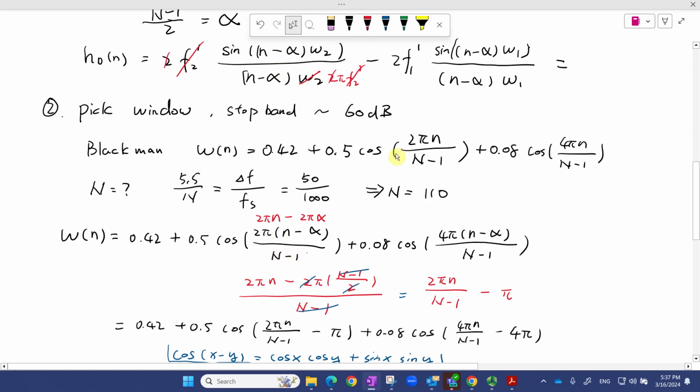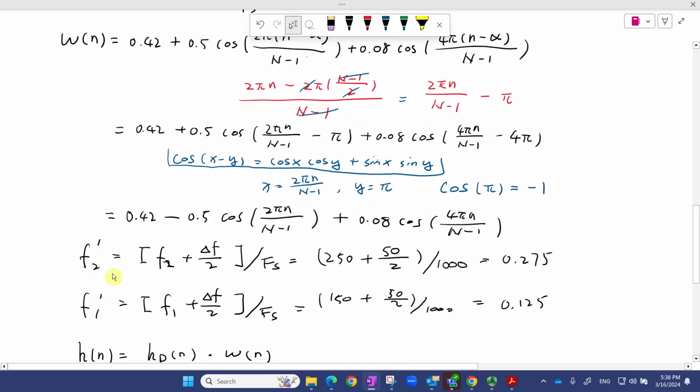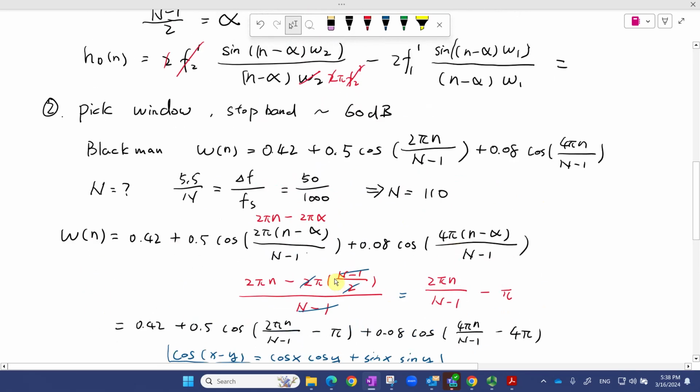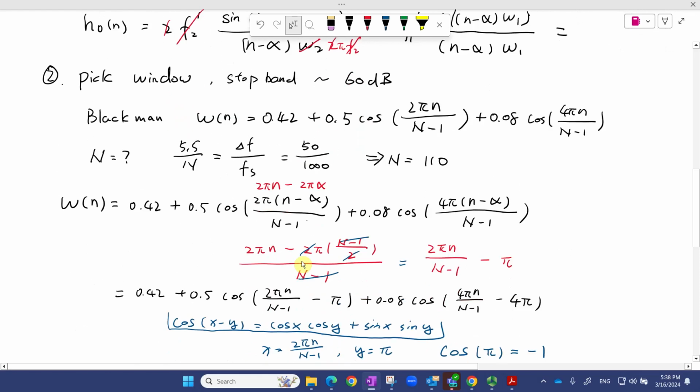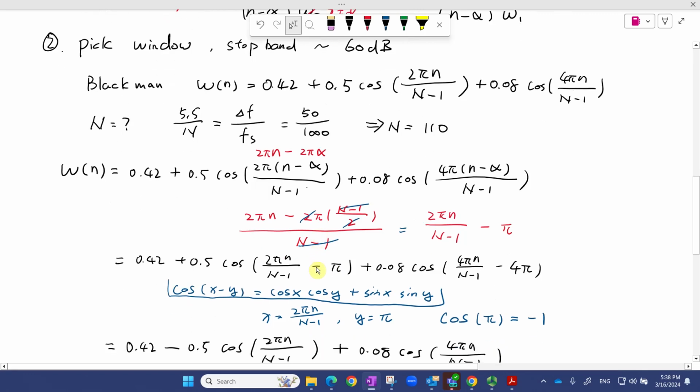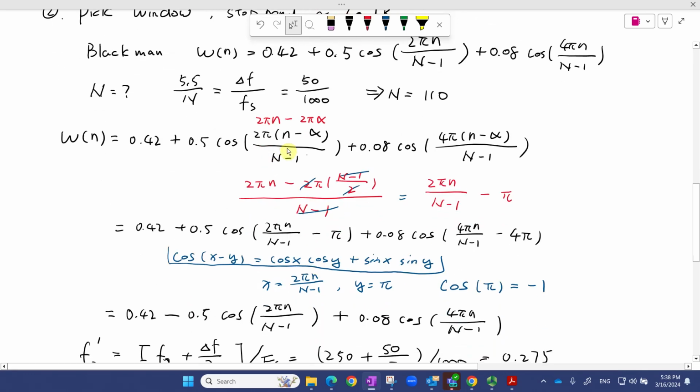So the original 2 pi n becomes 2 pi n minus alpha. All right. So far, you can actually just multiply them together and plug in the smearing effects, F1, F2 bar. Then you get the final answer. But here, for you to understand, there are some steps to simplify the expression. Let's keep working on this.